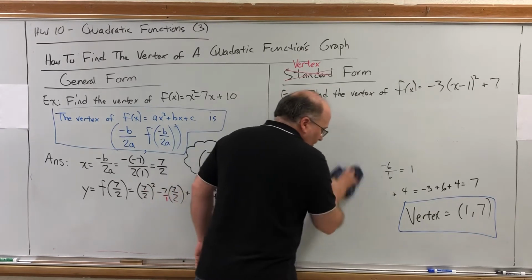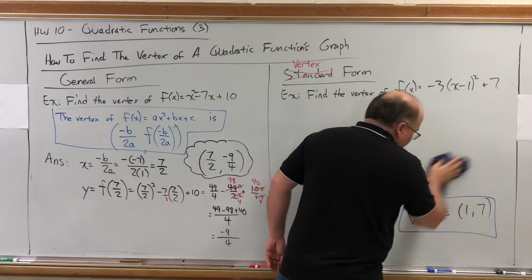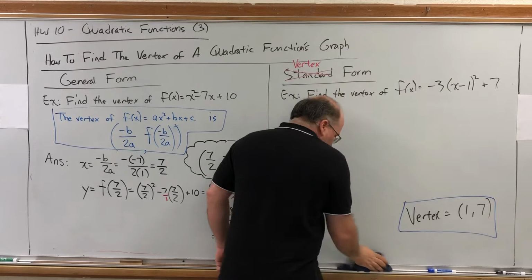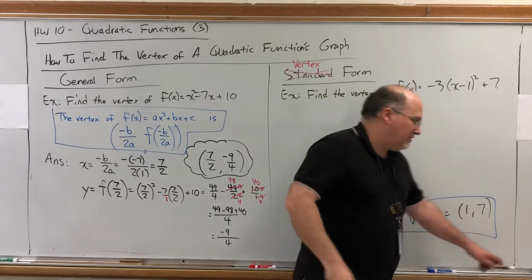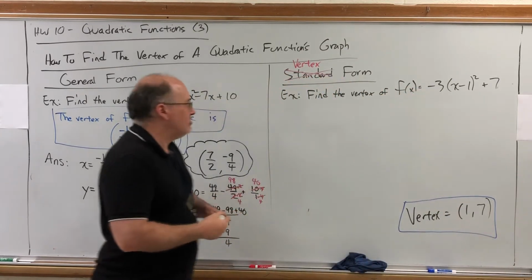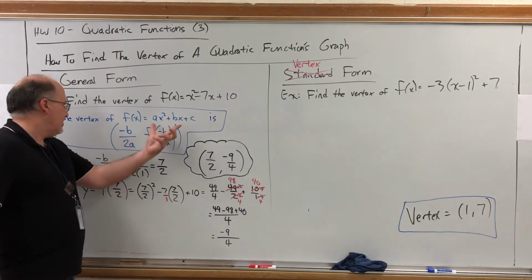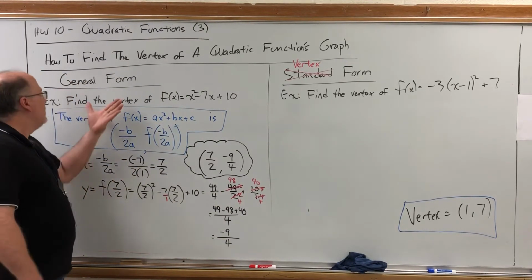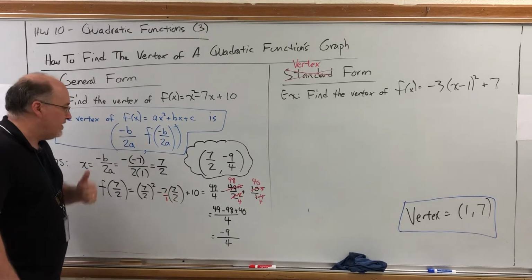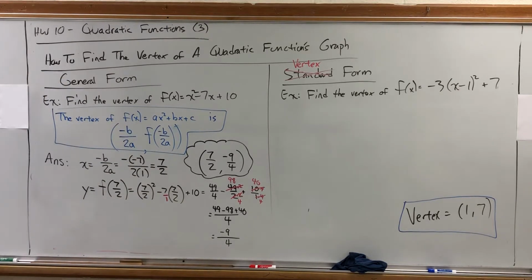So I'm going to erase all of this work that we just did, not because it was bad, but I wanted to show you that there's two ways to get the vertex out of standard form. One is to smash it open until it looks like general form, and then use the formula for the vertex of general form.